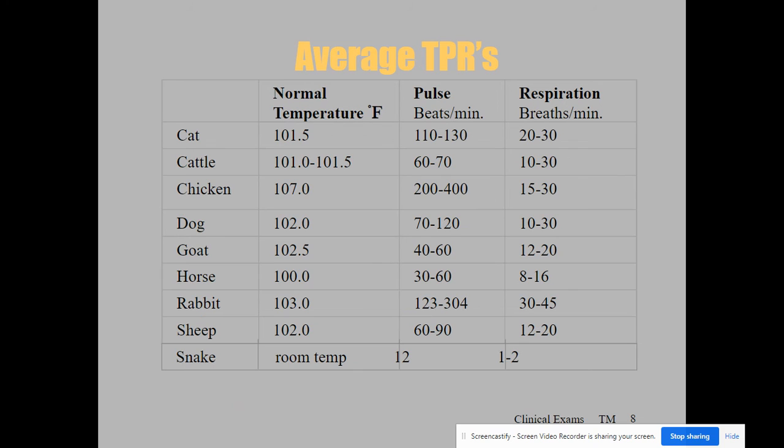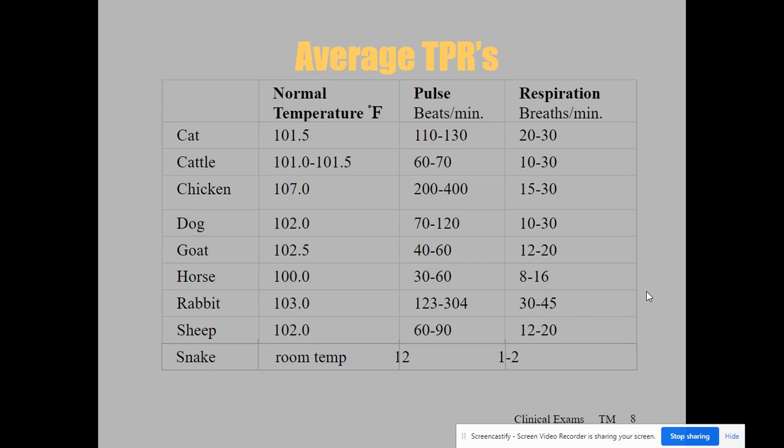Okay. This chart just lists the average TPRs for some of our common species that we work with. Everything from cats and chickens to rabbits and snakes. There you go, just to kind of check those out. I'm not going to ask you to memorize these by any means. I don't have them memorized. If you're not working with animals every day, I don't think that's super helpful, but it is there for you to go and check back to when you're doing your exams.